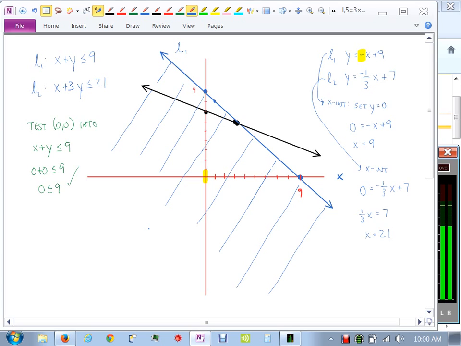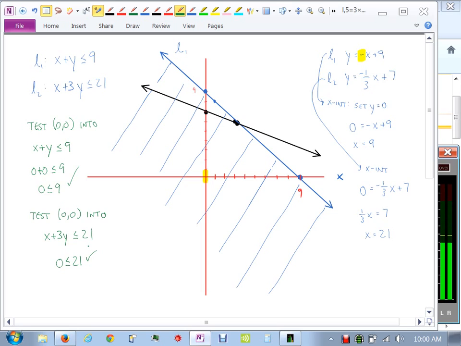Okay, next test. I'm going to do the same test, right? I'm going to test 0, 0 into the second inequality, which was x plus 3y less than or equal to 21. If you do that, you get 0 is less than or equal to 21 again, and that works. So I'm going to shade everything below the black line.